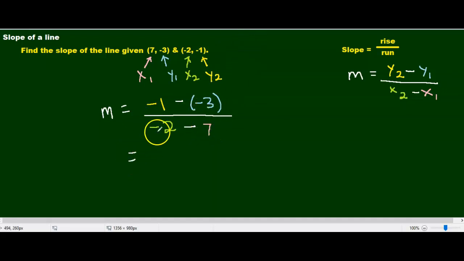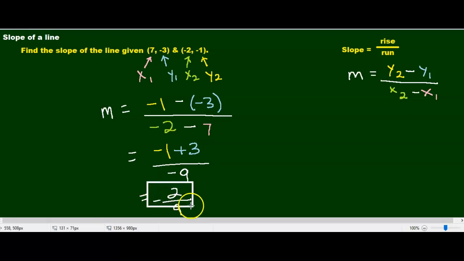So I have negative 1. Now, negative times a negative is a double negative, so that gives us a positive 3 over negative 2 minus 7 gives me a negative 9. That gives me 3 minus 1 is 2 over, so our slope in this case is negative 2/9.